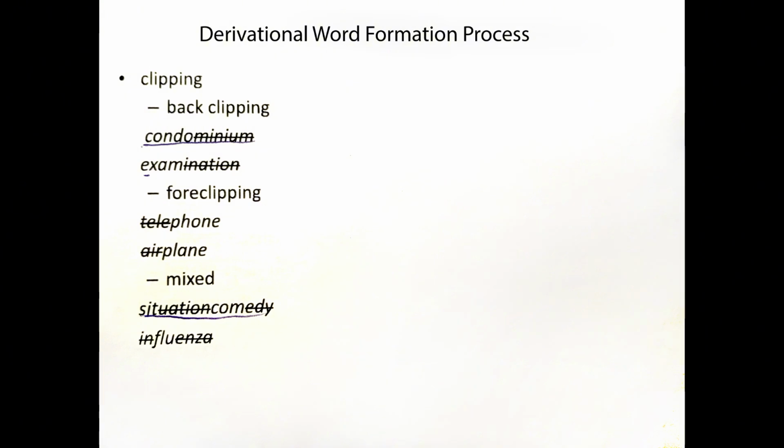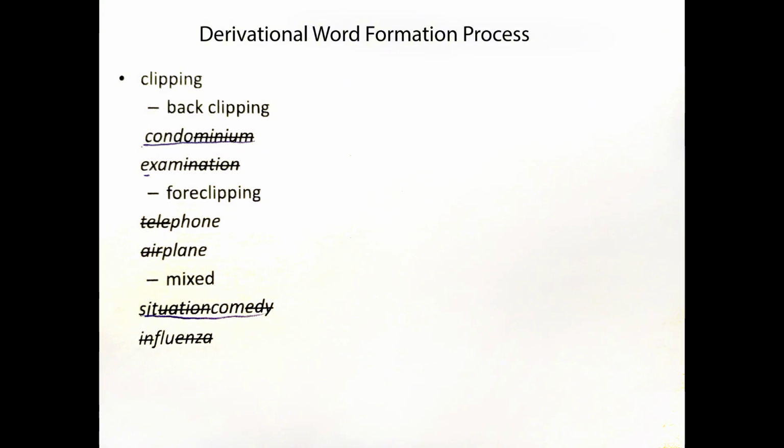And the third type of clipping is mixed. Mixed is basically referring to the fact that you can cut a part of a word from the front, the middle, or the back. You can even cut it from both front and back and keep the middle part, right?